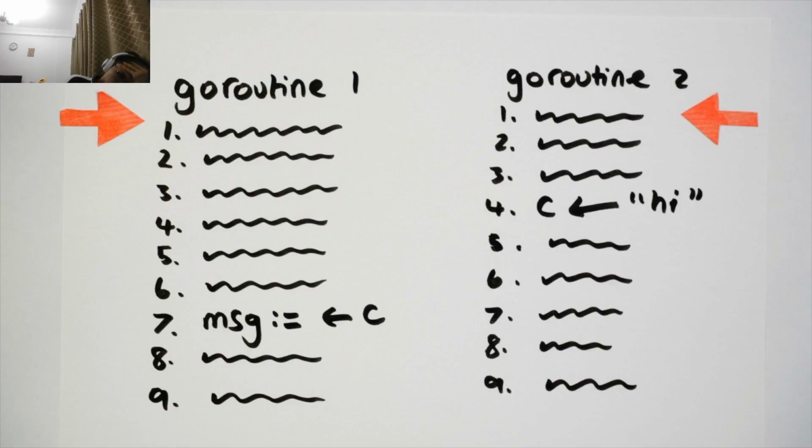Imagine you have two independent goroutines. Each line here is a line of code. We don't really care what it is, except down here we receive on a channel, and over in this goroutine we send on the channel.